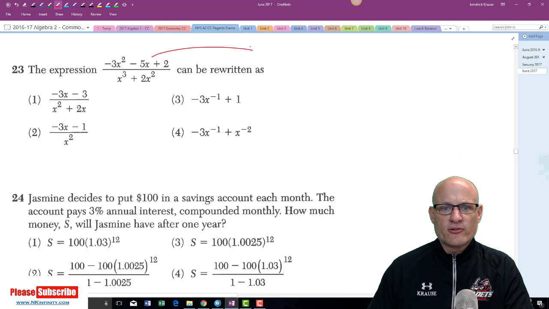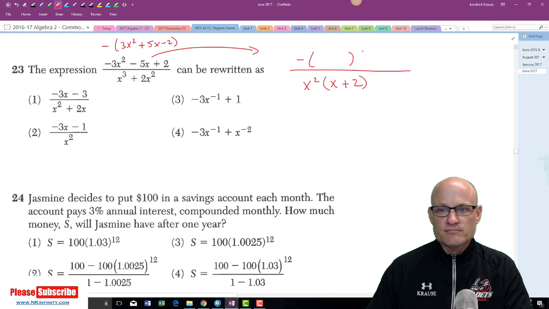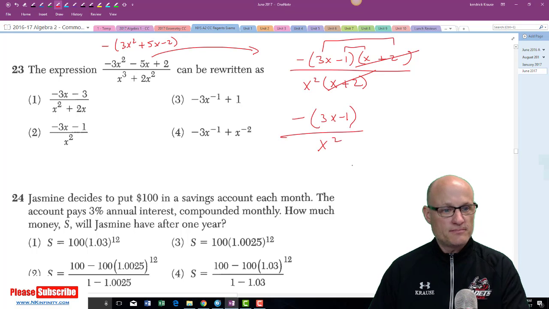This one you could have just tried some values, but let's see. I think this numerator's factorable. I'm going to factor the denominator. I'm going to take an x squared out of the denominator, and I'm left with x plus 2. I don't like having a negative here, so I'm going to do negative 3x squared plus 5x minus 2. So I'll factor that. I'm going to show you another way to do this one. 3x and x. I'm guessing it's x plus 2, x plus 2 and then minus 1. That'd be positive 6 and negative 1, which would be positive 5. Okay, so these cancel. So I end up with negative 3x minus 1 over x squared.